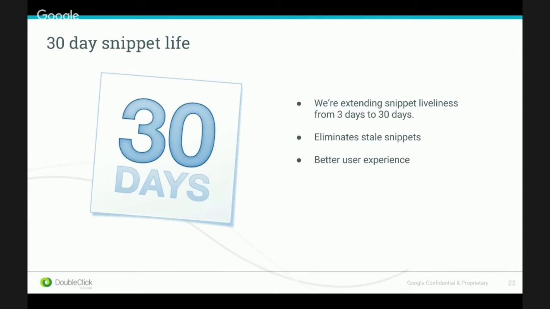And the problem with this is that stale snippets are temporarily blocked from serving, and it's no longer scanned. So if a buyer starts rebidding with a stale snippet, it could take up to hours for the snippet to serve again. So essentially, this launch keeps an active snippet fresh for 30 days.